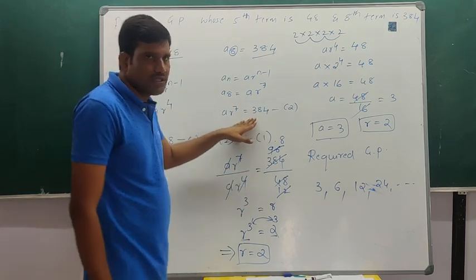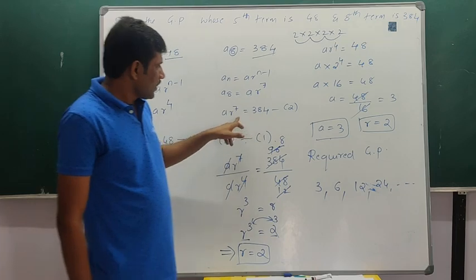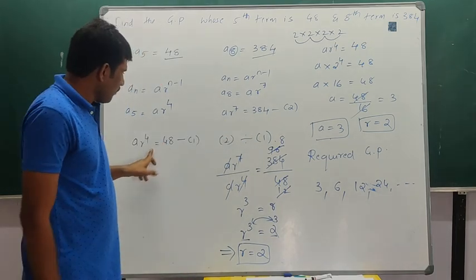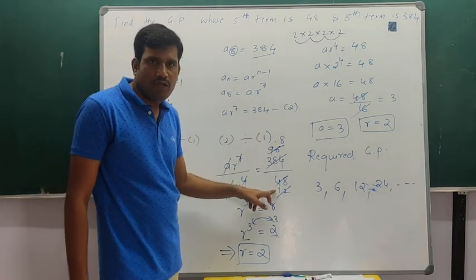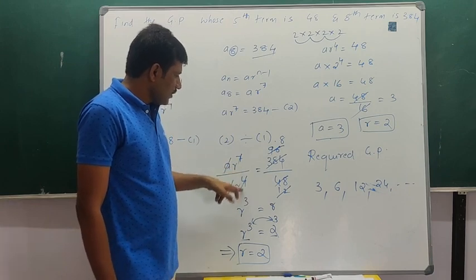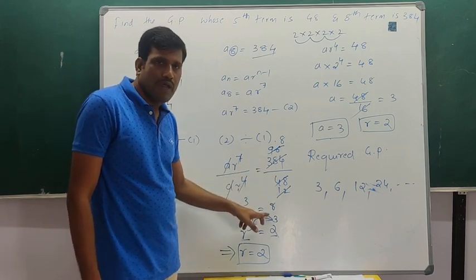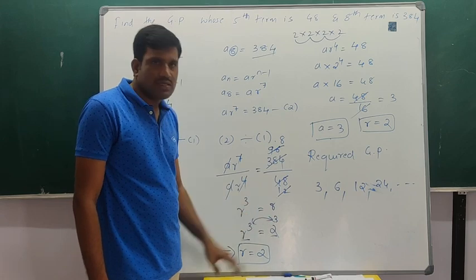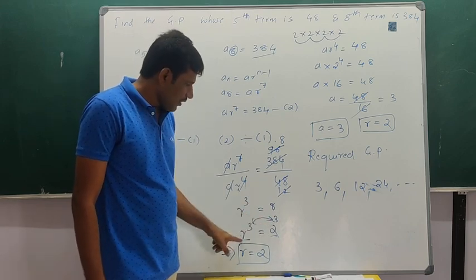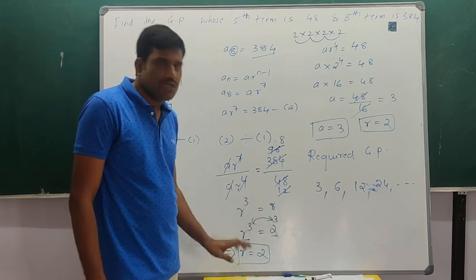So equation 2 divided by equation 1. That is AR power 7 divided by AR power 4 equal to 384 divided by 48. So this A will get cancelled. So R cube is equal to 8. This 8 I can write as 2 cube. Now the power is the same, we can equate the base. So that is R is equal to 2.